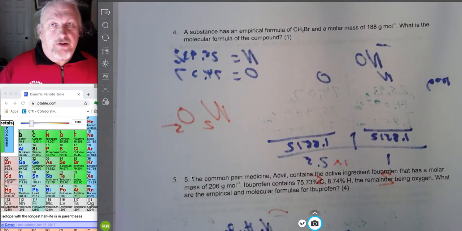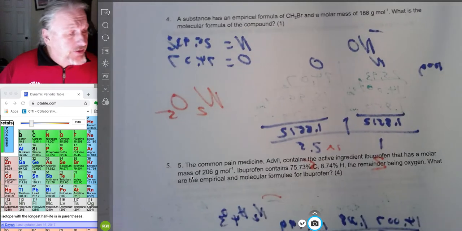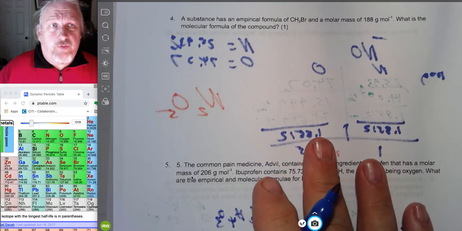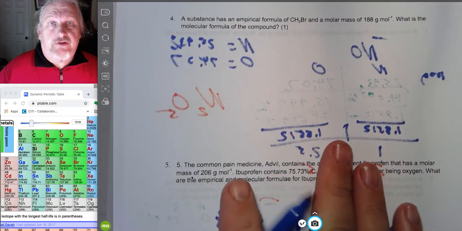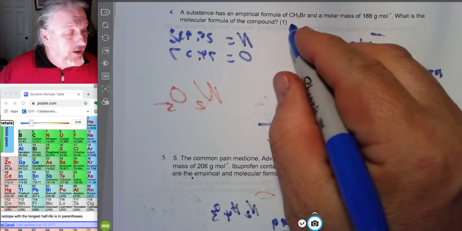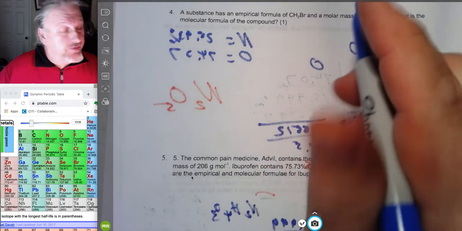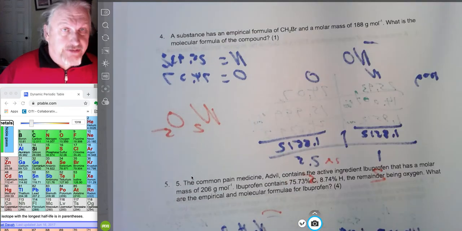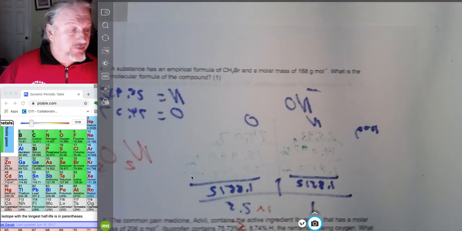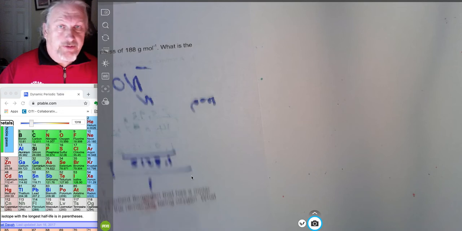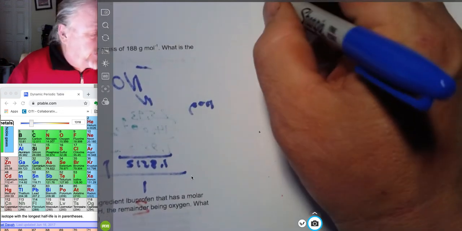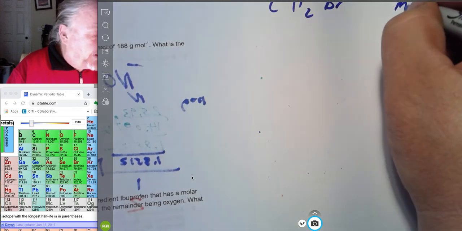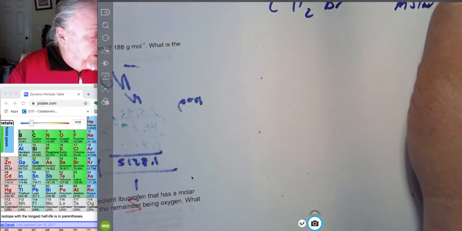Whoa, this is going to be hard. We'll try. So a substance has an empirical formula of CH2Br and a molar mass of 188. What's the molecular formula of the compound? Well, first I've got to determine what the empirical formula mass is. So I'm going to move this over here just a little bit and do it on this paper here. So it's CH2Br, and the molar mass is 188.